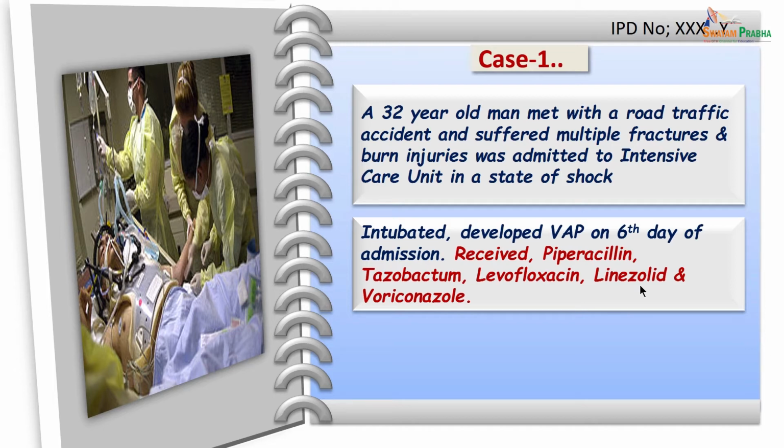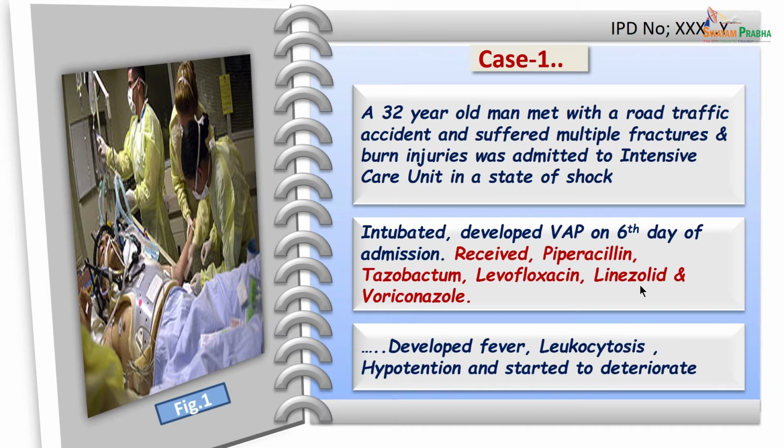As he needed some respiratory assistance, he was put on ventilator on the 6th day of admission, and he was also given a lot of broad spectrum antibiotics like piperacillin tazobactam combination, levofloxacin, linezolid and also voriconazole. Here the patient was loaded with all broad spectrum high end antibiotics which also took care of gram positive, gram negative organisms plus the fungi. Let us see what happened to the patient later.